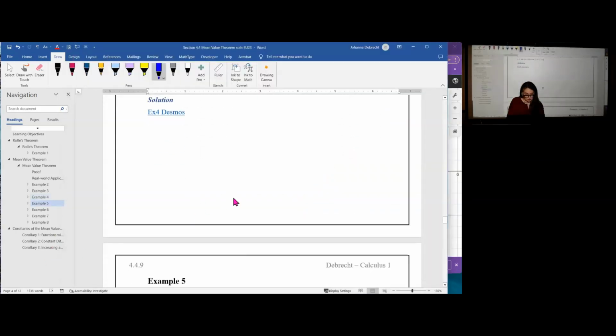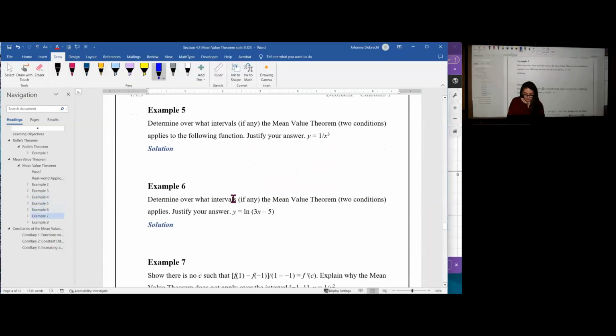Let's move on now to the next example, example number 5. We want to look at example 5 and determine the intervals, if any, over which we can apply the mean value theorem to this function 1 over x cubed. Remember, the conditions are it must be continuous and differentiable. We know that to be continuous, the function must exist. This does not exist at 0, so 0 is automatically taken out.